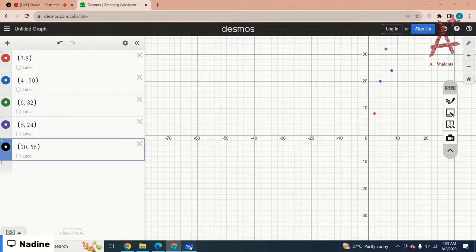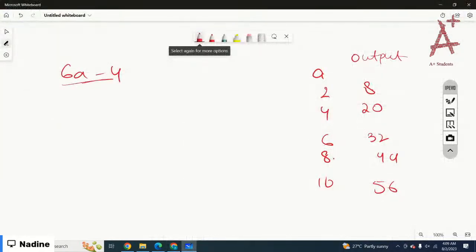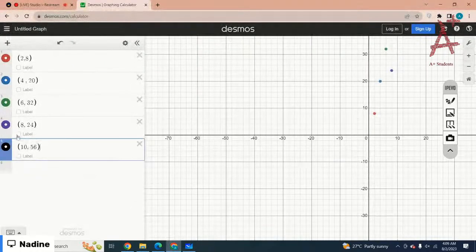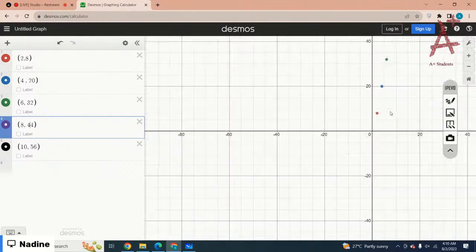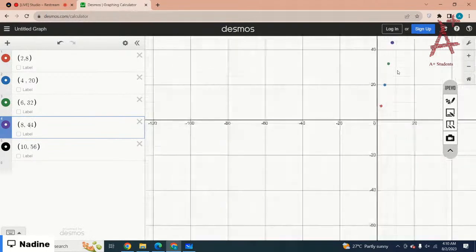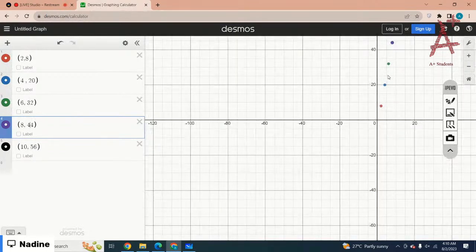Hold on, why 8, 44? Sorry, I plotted 8, 24. It is 8, 44. Okay, you can see they make a straight line. When you join them, they make a straight line. Got it?